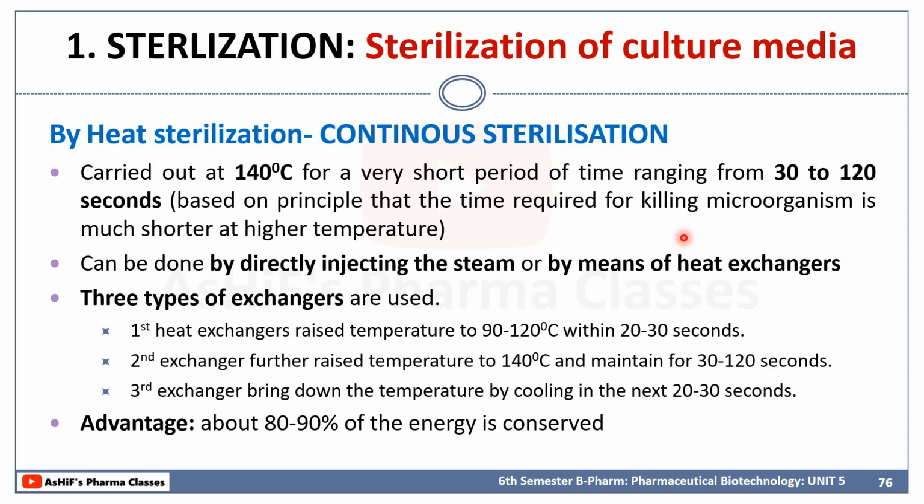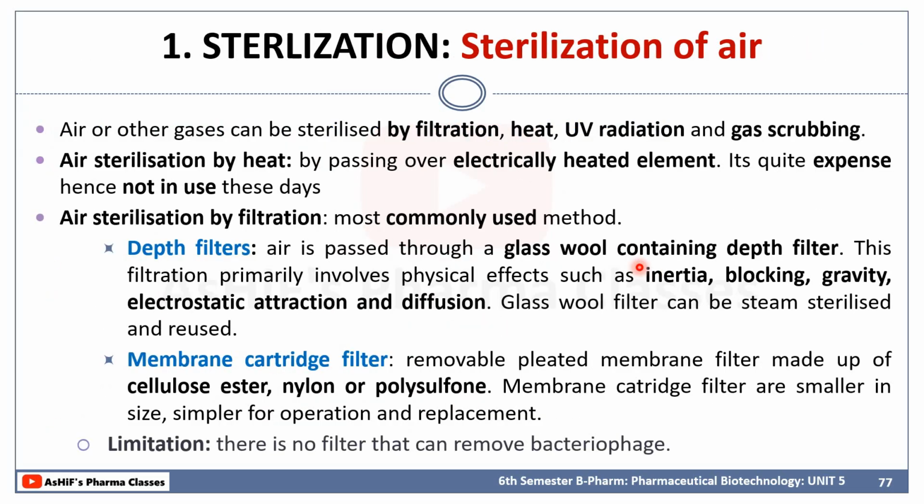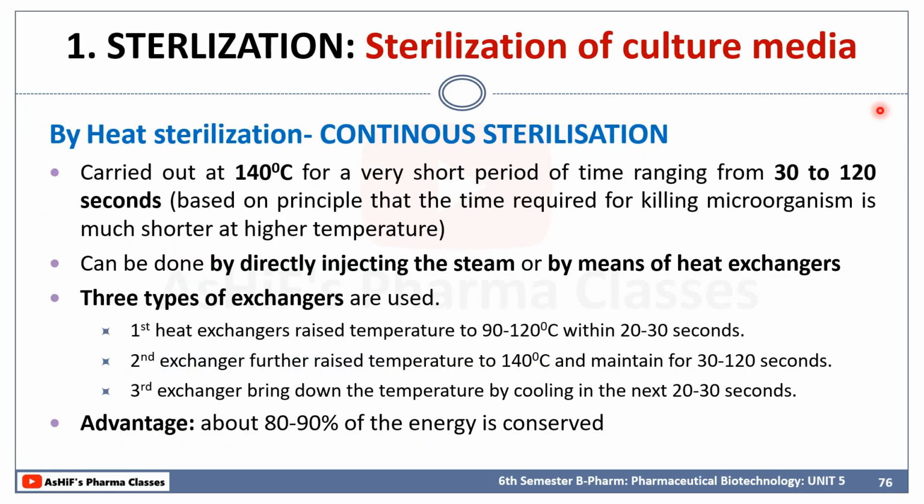There are three heat exchangers used for this kind of continuous sterilization process. The first heat exchanger will raise the temperature to 90 to 120 degrees Celsius in 20 to 30 seconds. The second exchanger will further increase the temperature to 140 degrees Celsius and maintain it for 30 to 120 seconds. And the third exchanger will bring down the temperature by cooling in the next 20 to 30 seconds. So this is the method of continuous sterilization using heat exchangers. That's all about the sterilization of the culture media.